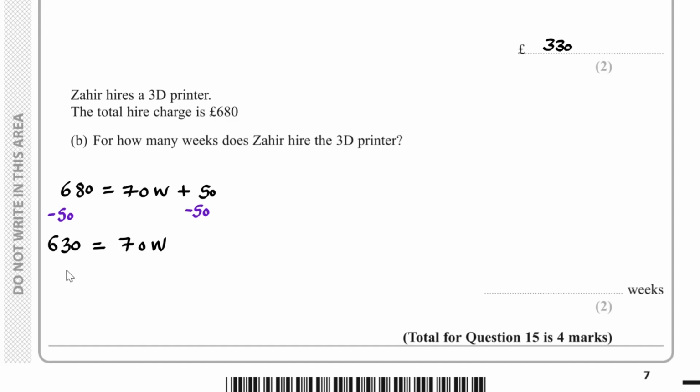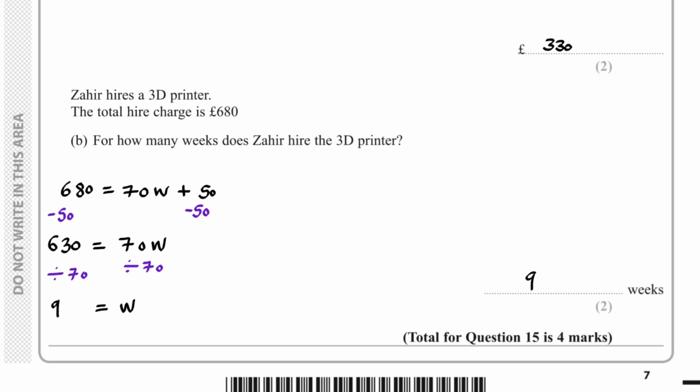And then if I divide both sides by 70, so dividing both the left hand side and the right hand side by 70, we see that W is equal to 90. So we have W which is equal to 9. So we have 9 weeks.